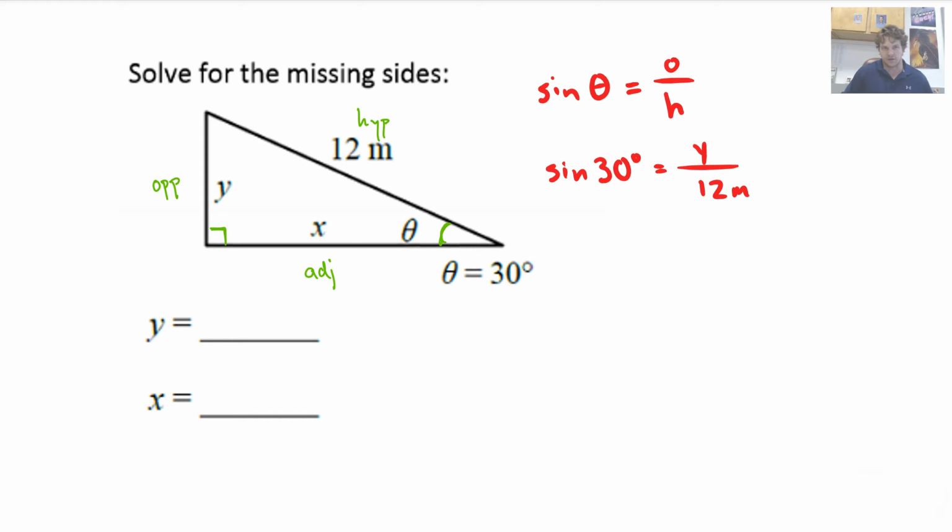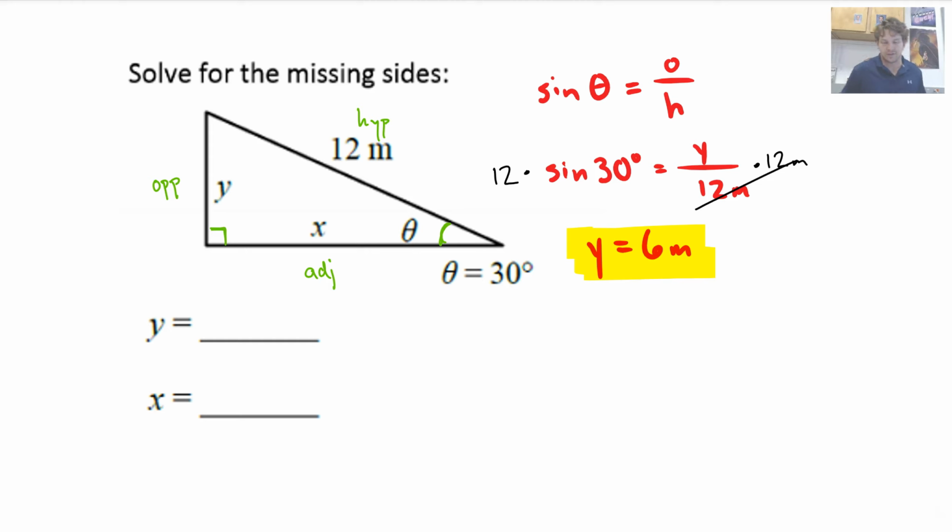And now it's just an algebra problem. Now I literally just have to solve it for y. Y is being divided by 12, so to get y alone, I'm going to multiply both sides by 12 meters. 12s cancel, and what I am left with is, let's see, 6. And because all of these legs are representing lengths, because they're in meters, my answer is going to be 6 meters. So there's y, and we're going to do the adjacent side, x, in the exact same type of process.